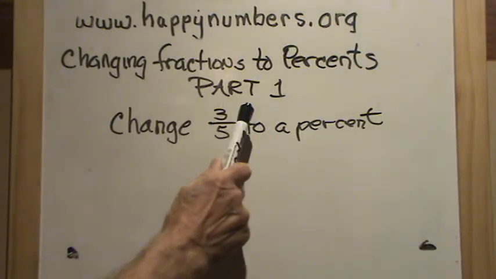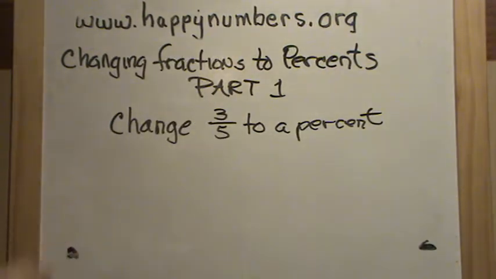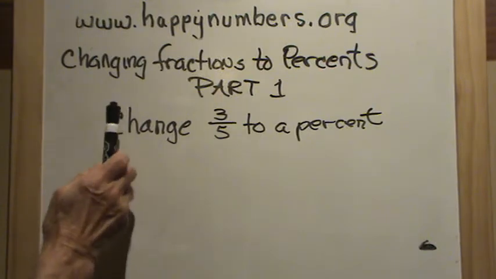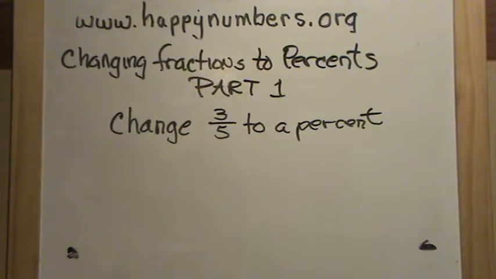Changing fractions to percents, the first part. There are two methods to doing this. That's why we have the two parts. But a quick review. We've looked at the relationship between fractions and decimals and percents, and we realize that they all are literally fractions of some form. We've changed decimals to percents. We've changed percents to decimals. We've changed percents to fractions. And now we're going to work on changing fractions to percents.